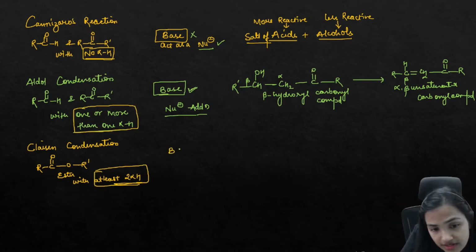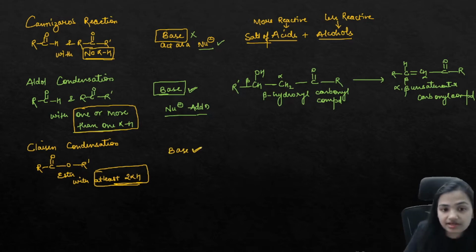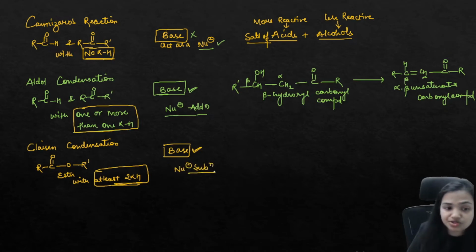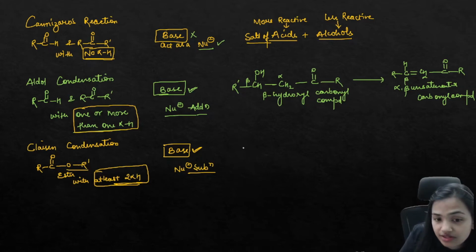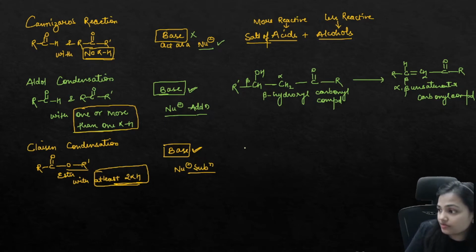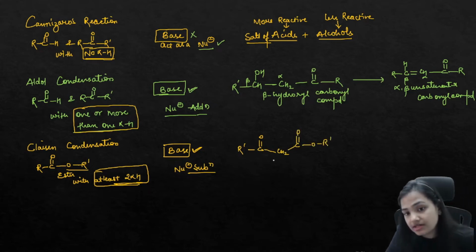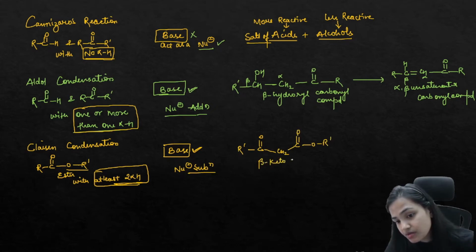Here also the reaction will occur in the presence of a base. If this is acting as a base, it will remain acting as a base, and the nucleophilic substitution mechanism will occur. Why nucleophilic substitution? Because here we have the leaving group, so substitution will occur rather than nucleophilic addition. Therefore, with one alpha hydrogen we form the beta keto ester, that is R C double bond O, CH2, C double bond O, O R dash. This is the beta keto ester.